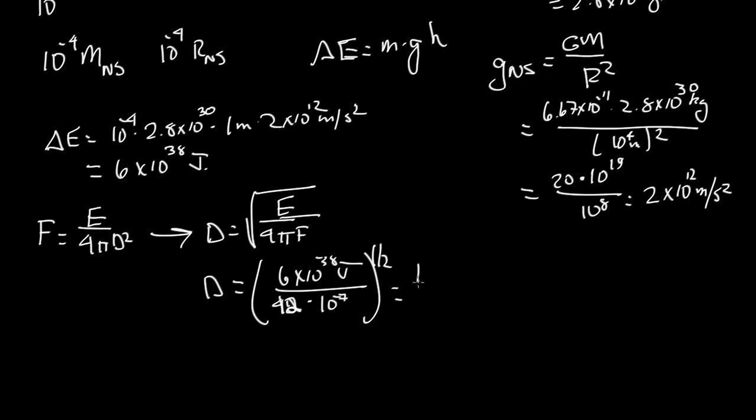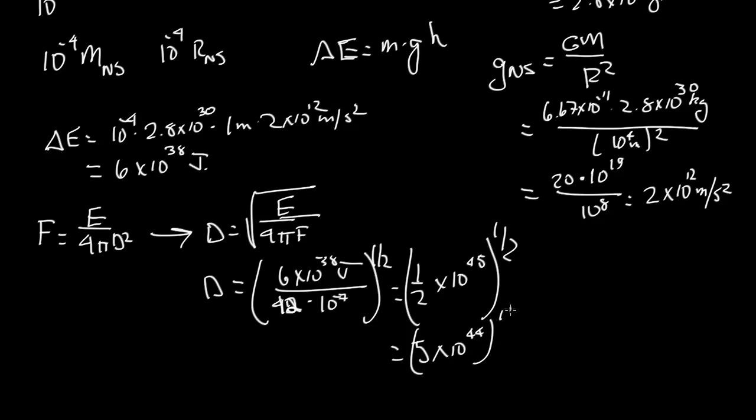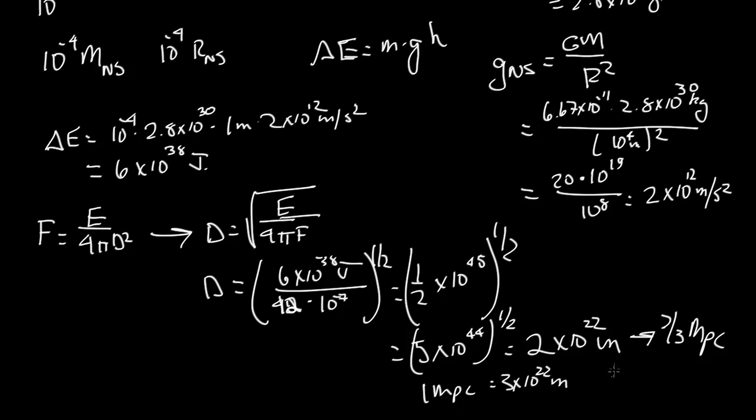So 6 divided by 12 is a half, and 38 plus 7 is 10 to the 45. In other words, I have essentially 5 times 10 to the 44 to the half power, and that is equal to square root of 5 is about 2 times 10 to the 22 meters. Now, 1 megaparsec is equal to 3 times 10 to the 22 meters. So this is about 2/3 of a megaparsec, or the edge of our galaxy.